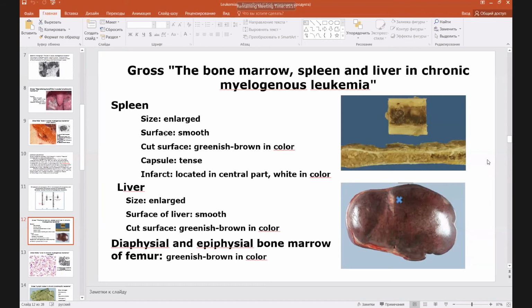So in extreme instances, the spleen can weigh about 1 kilogram, and the mass of the liver can be about 6 kilograms. And the diaphyseal and epiphyseal bone marrow of a femur is also greenish brown in color. The same pyogenic appearance of the bone marrow can be revealed. So please describe in your workbook the appearance of the organs, and we will continue.